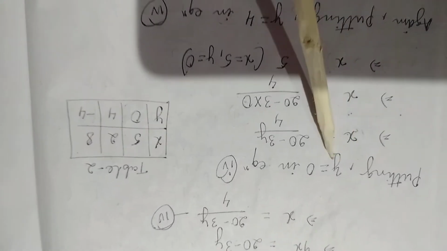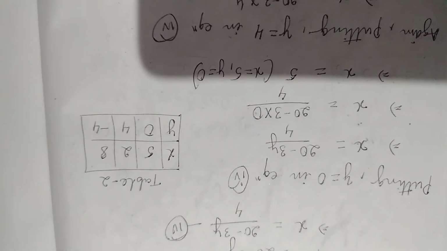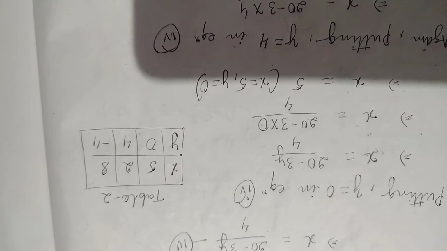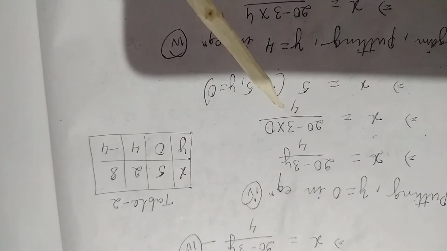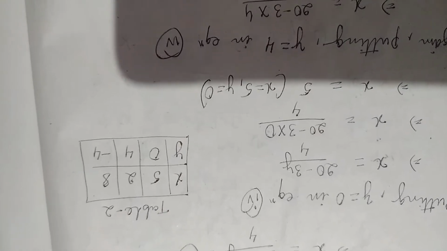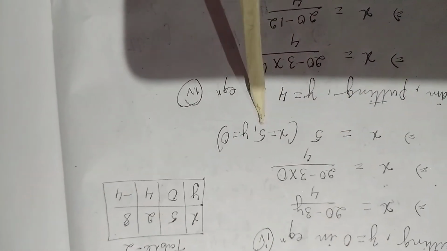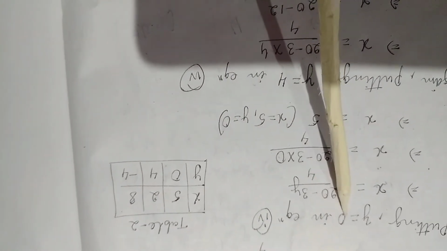So I have taken putting y equals 0 in equation 4. In place of y, 0, it becomes 0. So 20 by 4 will be 5. We are getting x equal 5 and I took y equal 0.